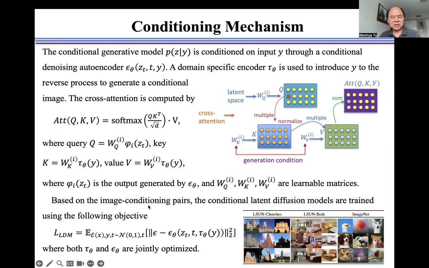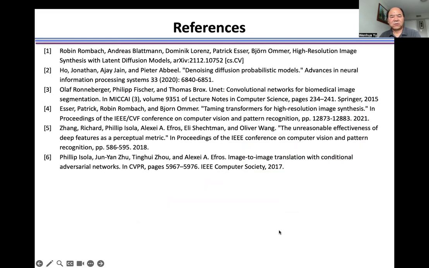Based on the image-conditioning pairs, the conditional latent diffusion models are trained using the following objective, as shown here, where both tau theta and epsilon theta are jointly optimized. These are some samples from different training data sets. For more details, please check these references.